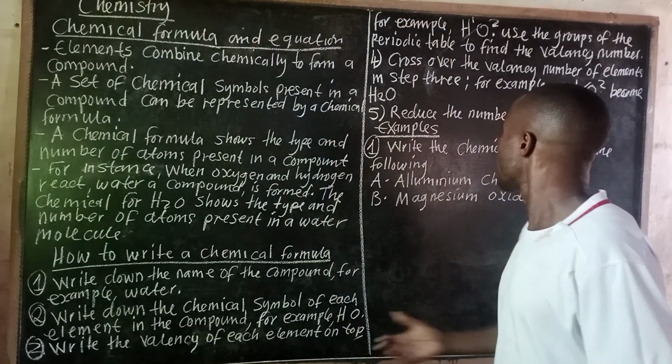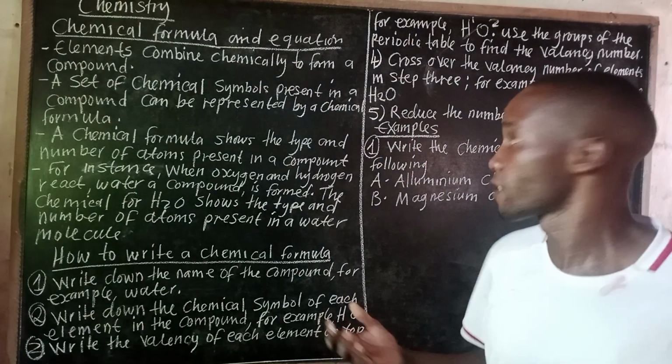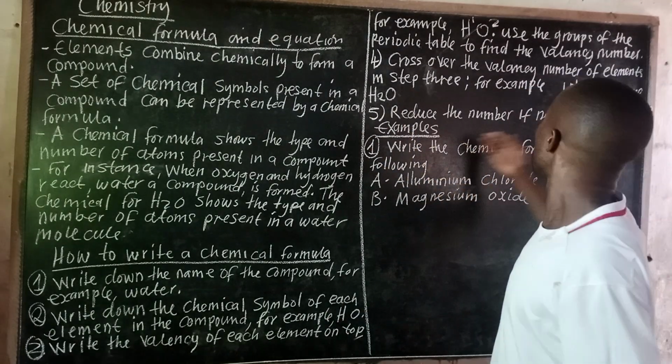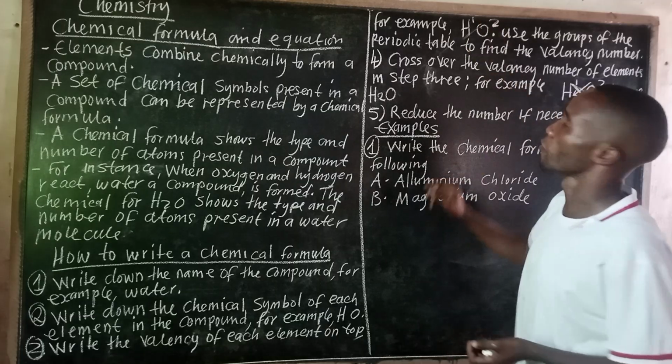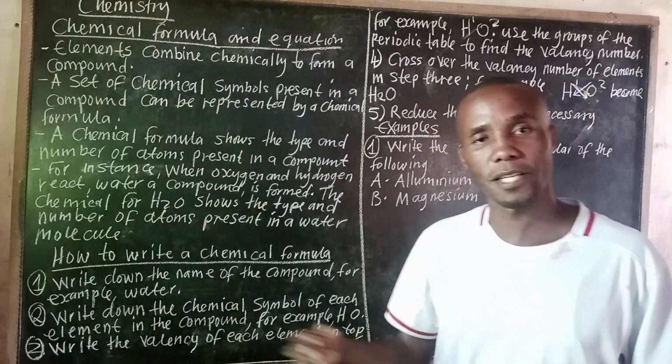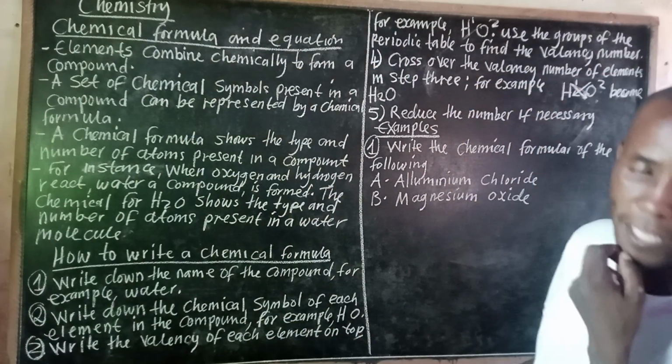Then 5, reduce the number if necessary. For example, if we had 2 and even here 2, we are going to reduce, because that 2 is a common number, and it was going to be HO.